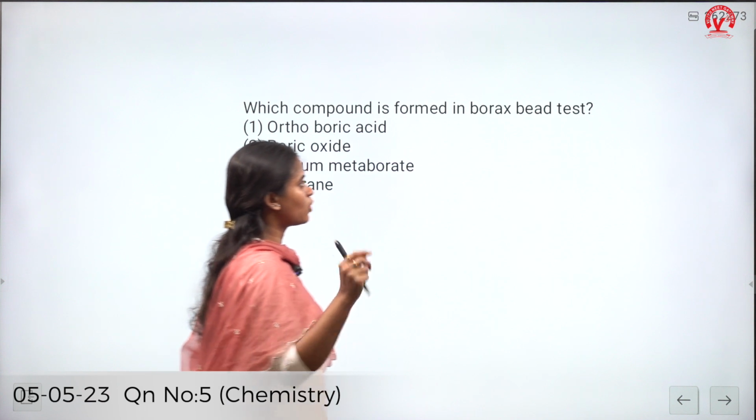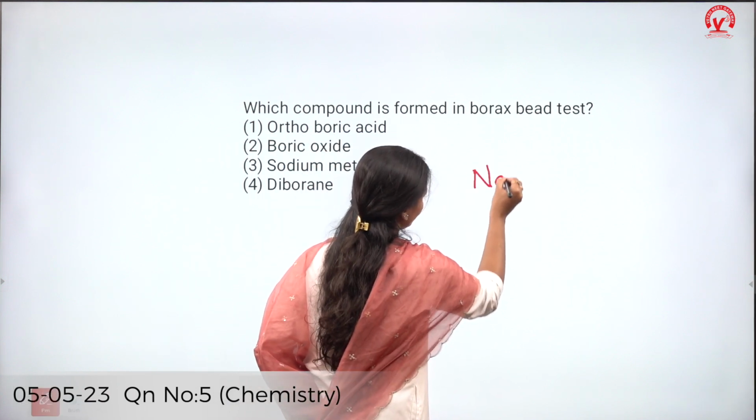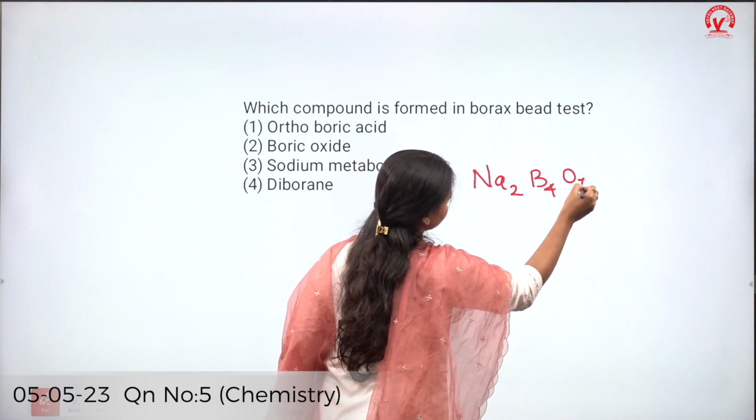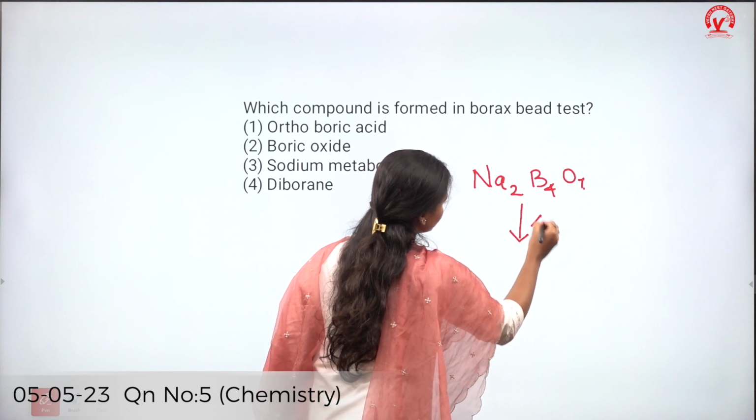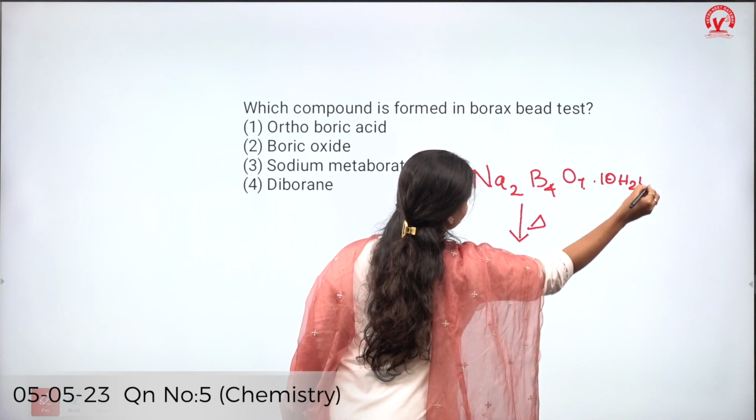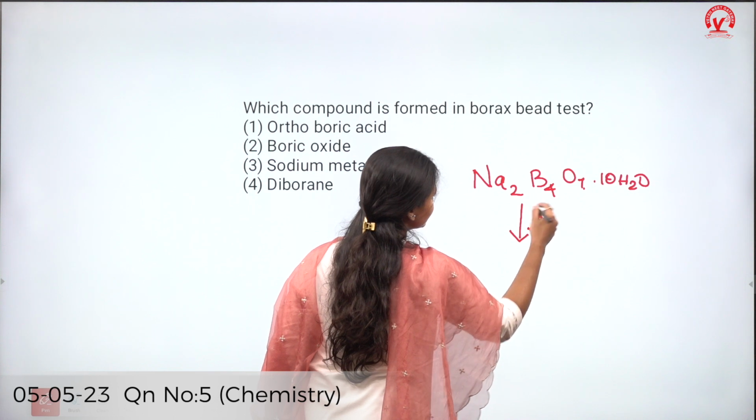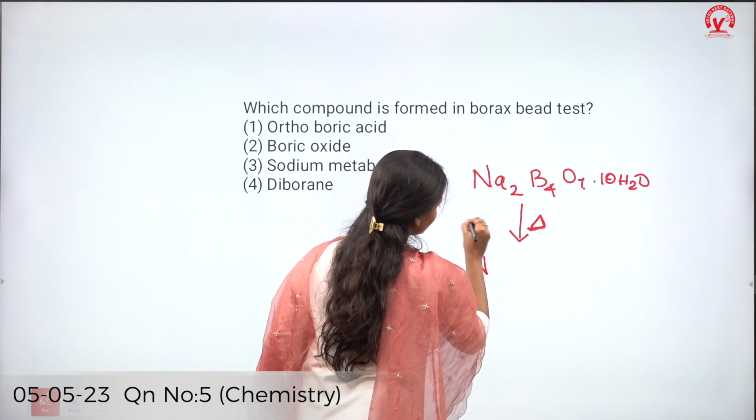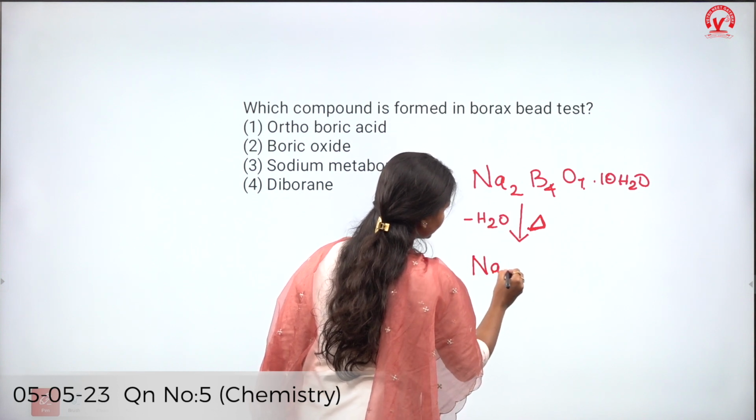Which compound is formed in the borax bead test? First we have to know what borax is. It is Na2B4O7.10H2O, this is borax. When heating this borax, it removes water and swells up.